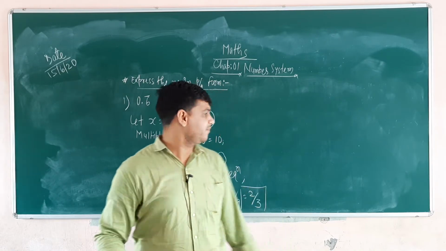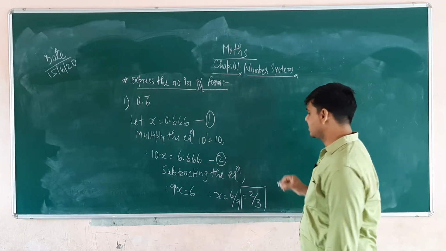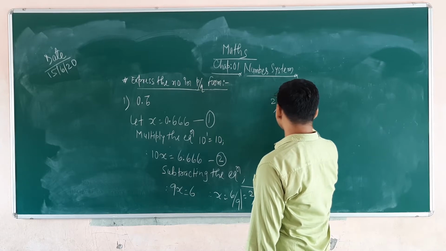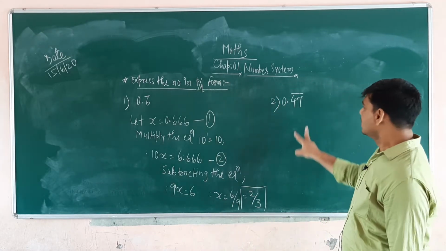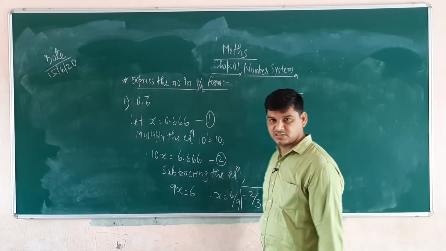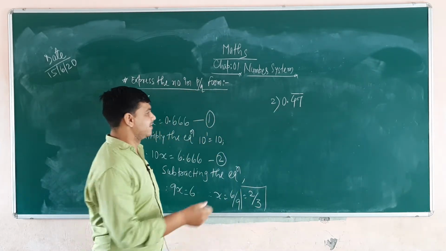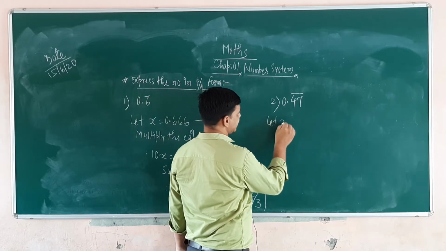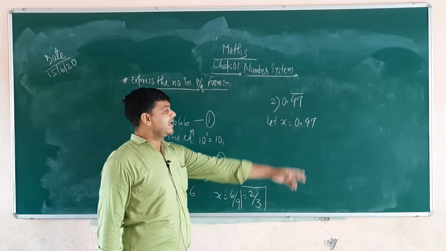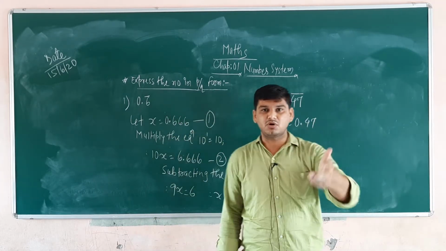Let us take another example. Here there was only one digit, so I will take a 2 digit example, 0.47 bar, with the bar on 2 digits. It has to be converted to p by q form. How should it be converted? First, the given value is converted to a variable. So let x equal 0.47, with the bar on the 2 digits 4 and 7, so we repeat the 2 digits.